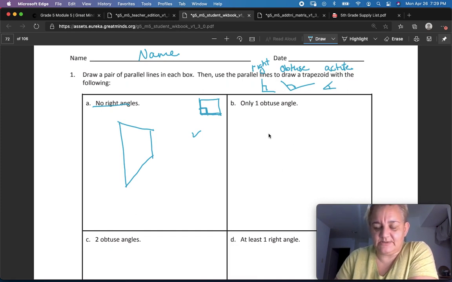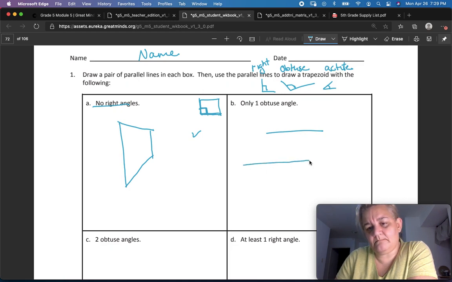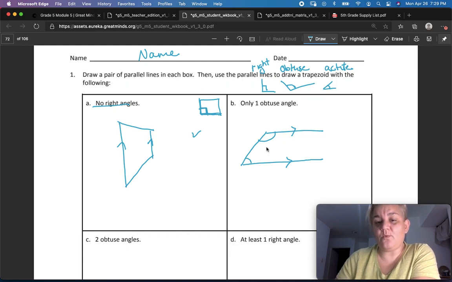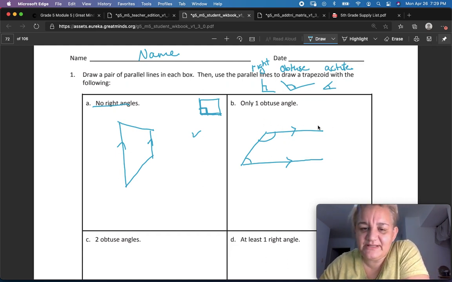So how are we going to do this? Okay, we're going to start with two parallel lines. And there we go. This is parallel to this, just like this is parallel to this. And this angle right here is bigger than 90 degrees, but this one is smaller than 90 degrees. So there's our one obtuse angle, but what are we going to do over here on this side?